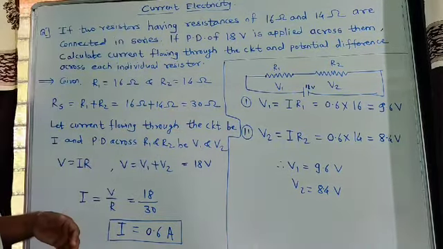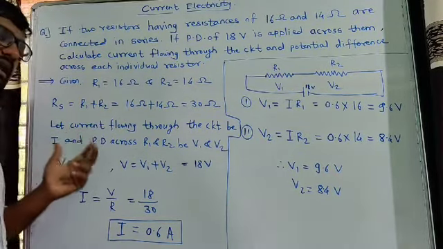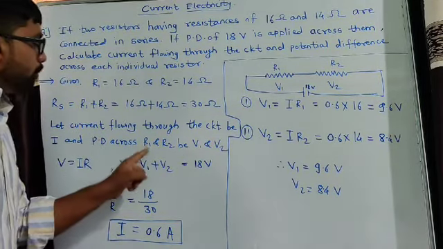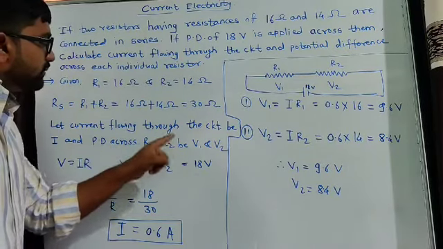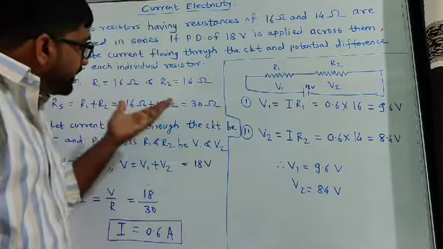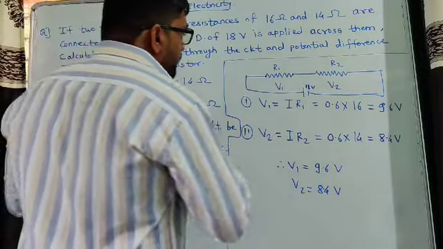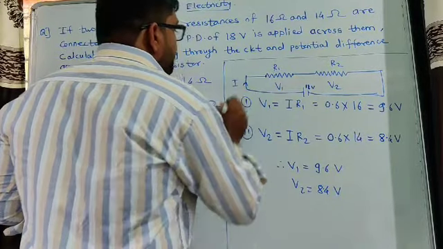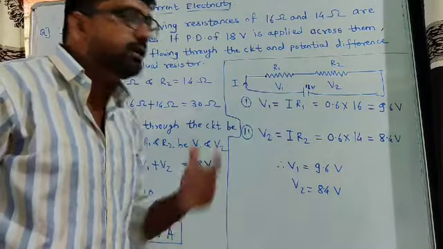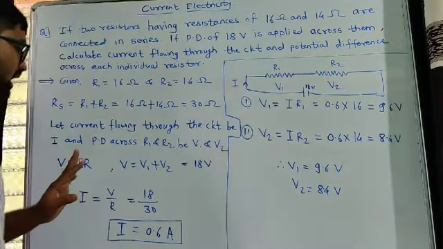Now what is given? Let the current flowing through the circuit be I, and let the potential differences across R1 and R2 be V1 and V2. We don't know the value of current, we have to find it first. So let us call I the current which is flowing through the circuit, and V1 and V2 the potential differences across resistors R1 and R2.